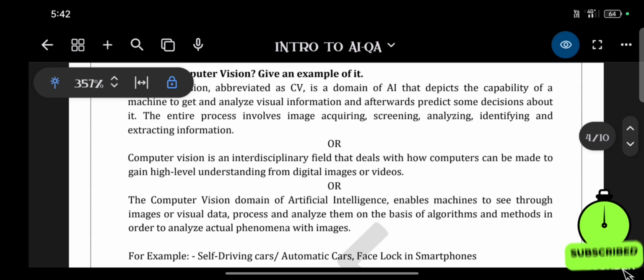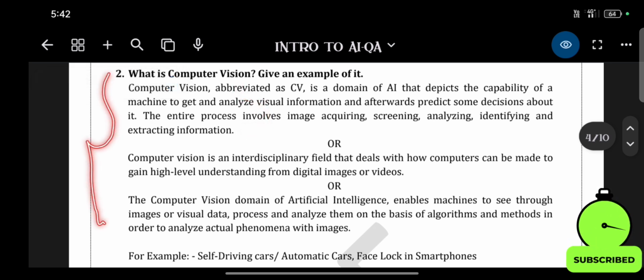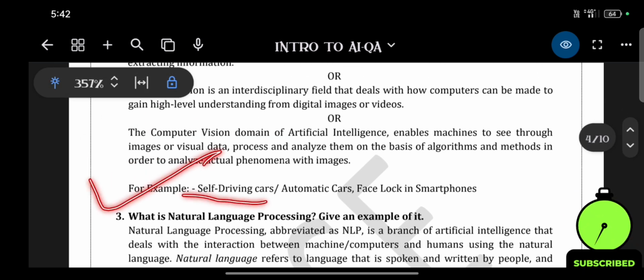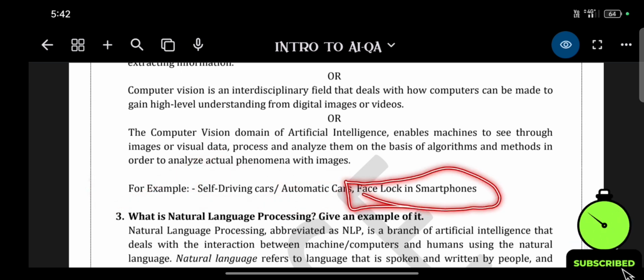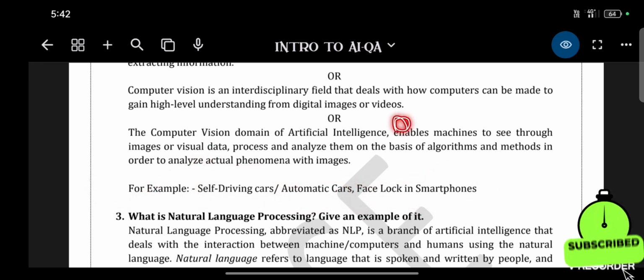So these are 3 answers. Okay, these are 3 answers. From this 3 you can write any one. Now example. For example, self-driving cars or automatic cars. Face lock in smartphone. You are having a face lock in a smartphone which enables face recognition.